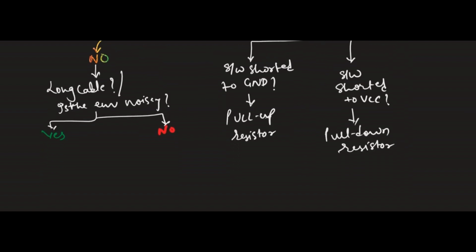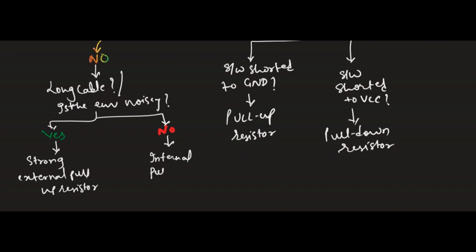So if it is yes, then definitely we require strong external pull-up resistors. And if it is no, then we can work with the internal pull-up resistors. We don't need to worry. We already have them in GPIOs; usually nowadays the microcontrollers have internal pull-up resistors, so that shouldn't be a problem.